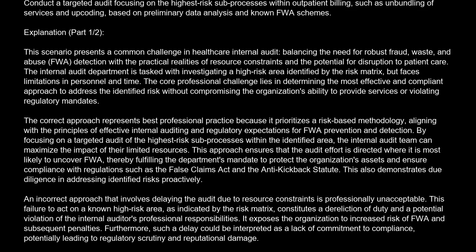The correct answer is C. Conduct a targeted audit focusing on the highest-risk subprocesses within outpatient billing, such as unbundling of services and upcoding, based on preliminary data analysis and known FWA schemes.